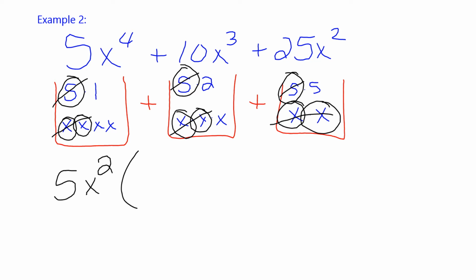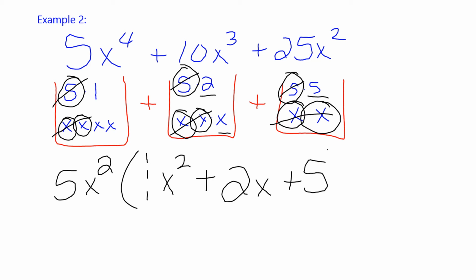So now what's left in each bucket is, the first one is 1x squared, because x times x is x squared, plus, in my second one I have a 2x plus 5. So that is my answer, 5x squared times 1x squared plus 2x plus 5, because when I factored out the greatest common factor was 5x squared.